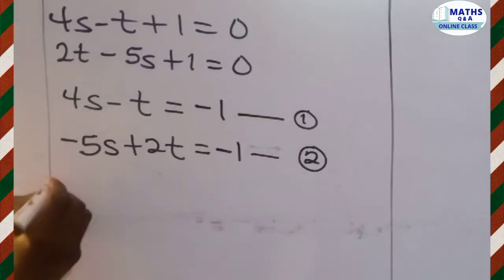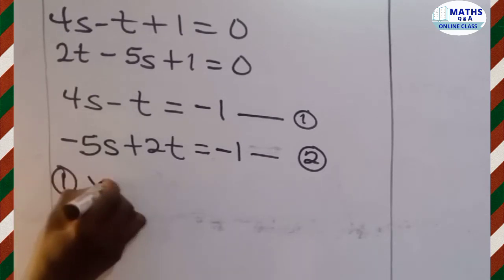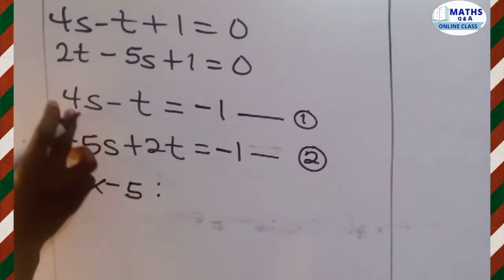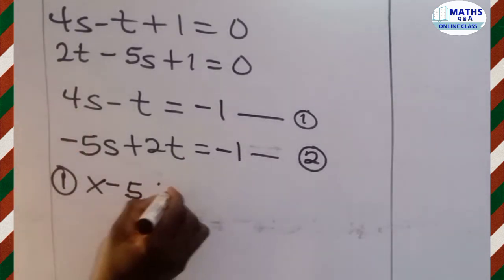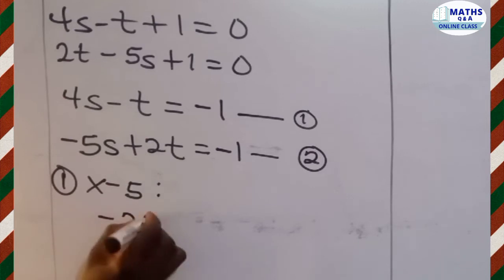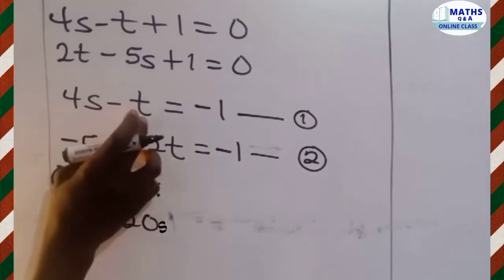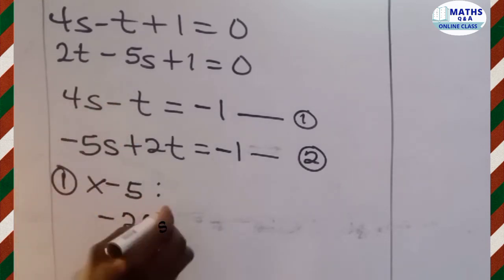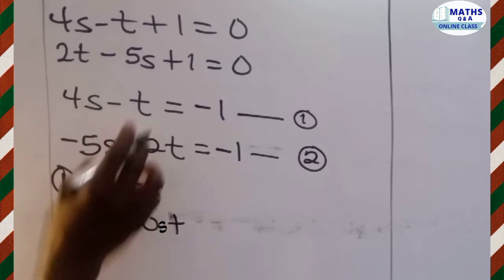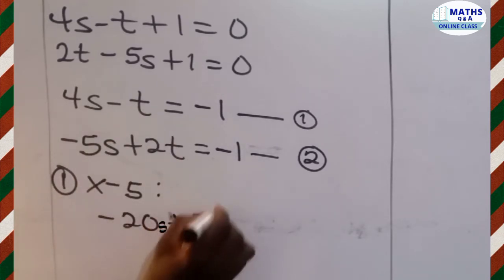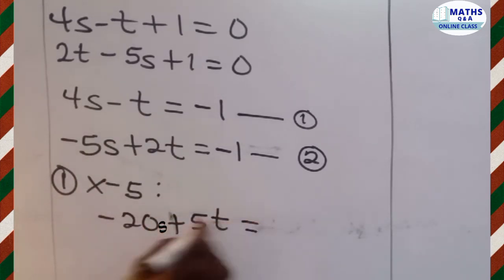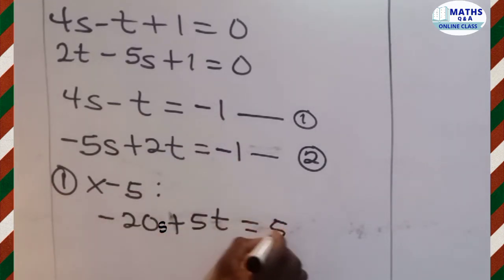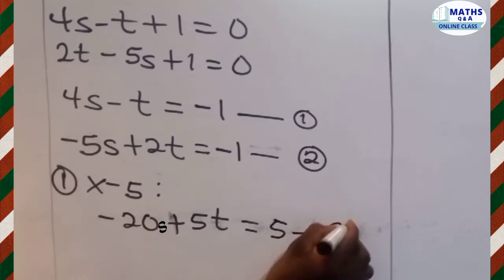So now let's take the first equation, equation 1, multiplying by negative 5. You multiply 4 by negative 5, you get negative 20s, right? Now negative t multiplying negative 5: negative multiplying negative is positive, so we have positive 5t, equal to negative 1 multiplying negative 5, which will be positive 5. Let's take this as equation 3.